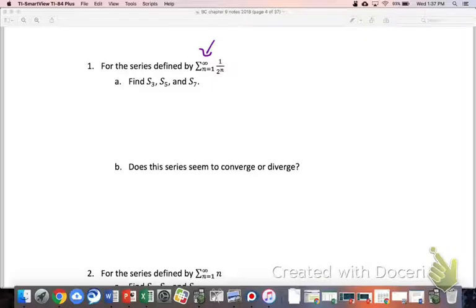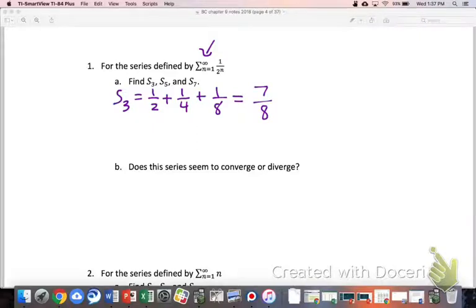So if n is 1, my first term would be 1/2. And since this is a sigma, this is a series, we're adding everything up. So I started at 1. My next n value is 2, so that would be plus 1/4, because 2 squared is 4. And then when n is 3, that's where I'm going to stop. 2 cubed is 8. So it'd be 1/2 plus 1/4 plus 1/8. So 4/8 plus 2/8 is 6/8, plus 1/8 is 7/8.